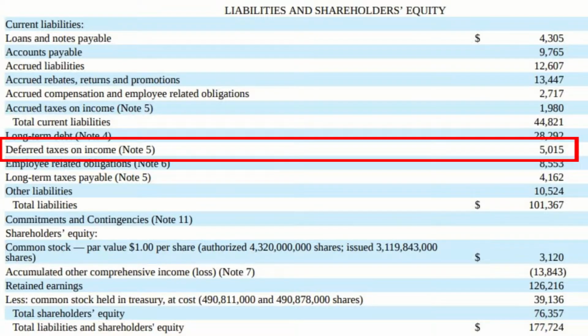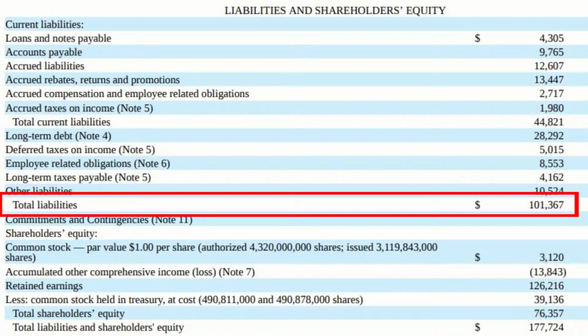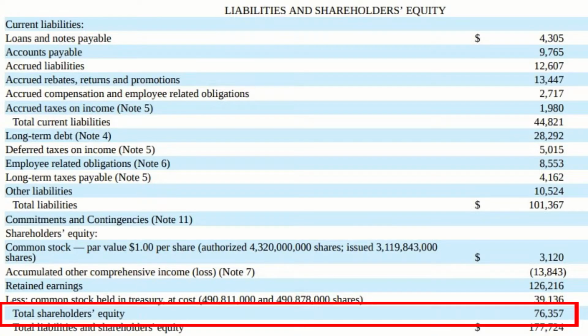The next liability is deferred income tax, and this is pretty simple. It's just tax that is due that hasn't been paid. Along with employee-related obligations, long-term taxes payable, and other liabilities, the deferred income tax metric doesn't really tell us all that much about the financial health of the company and the overall health of the business. Adding everything up that we have discussed so far gives us the total liabilities. Subtracting the total liabilities from the total assets gives us the net worth of a business, which is often called shareholders' equity or book value.